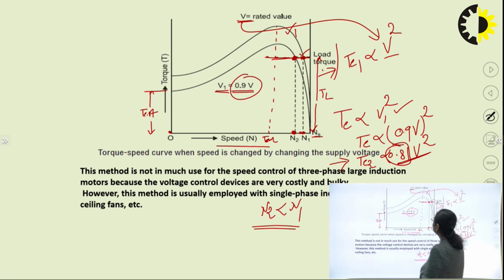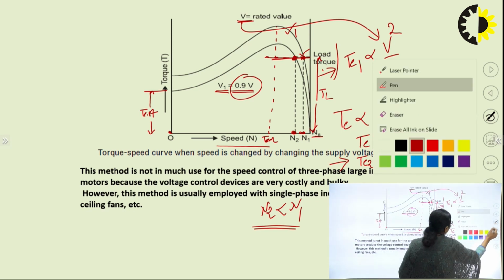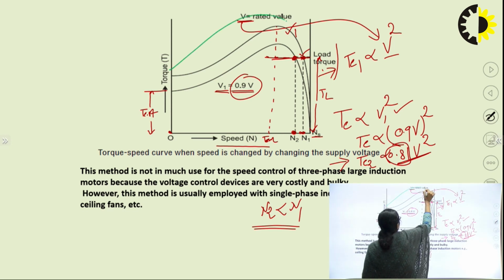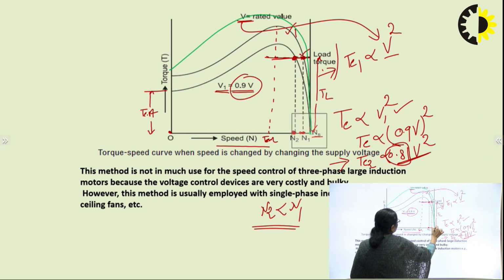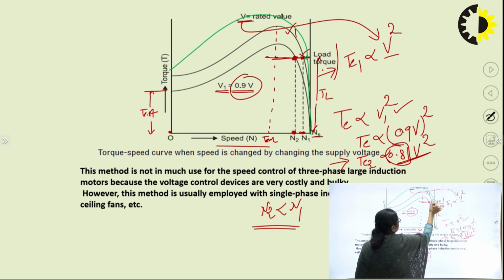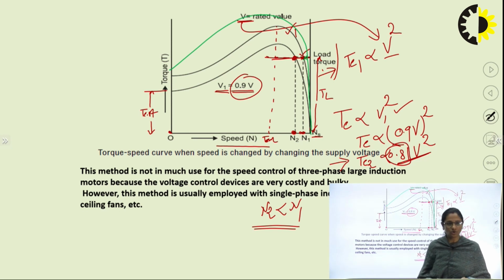If we want an increment in the operating speed of the motor, what we have to do? We have to increase the voltage. And in that condition, we are going to have the torque speed characteristic somewhat like this. We may find an increment in speed, but this kind of operation is not permitted. So, we can only reduce the speed by this method. We cannot increase the speed by increasing the voltage beyond the rated value.